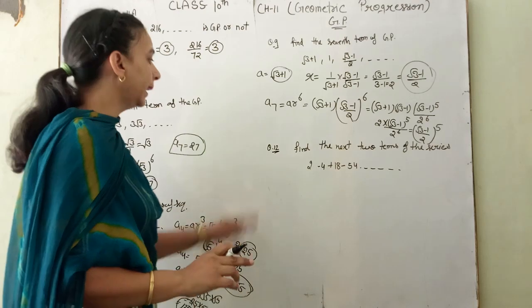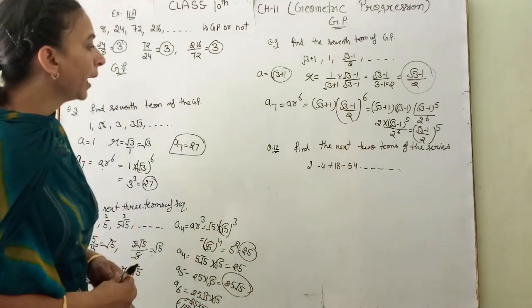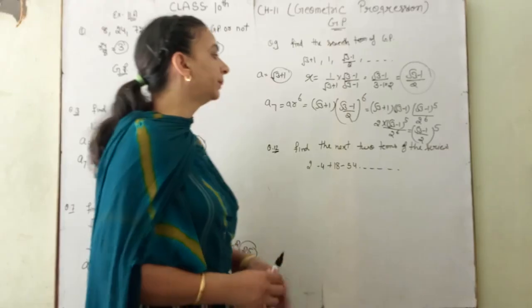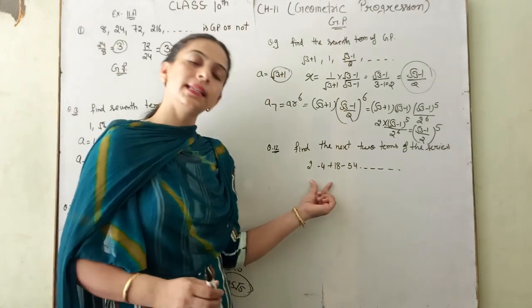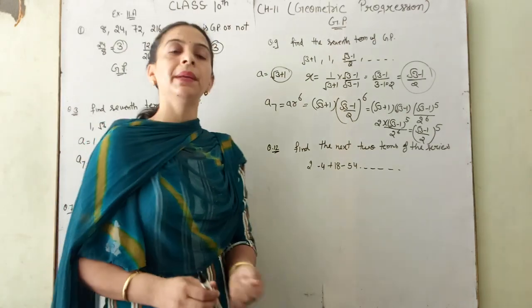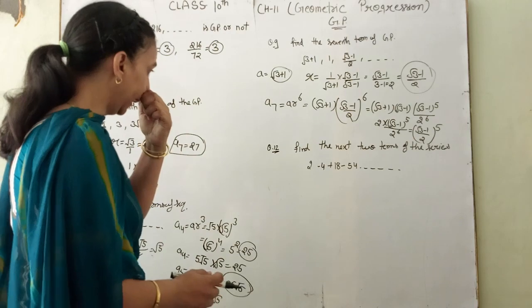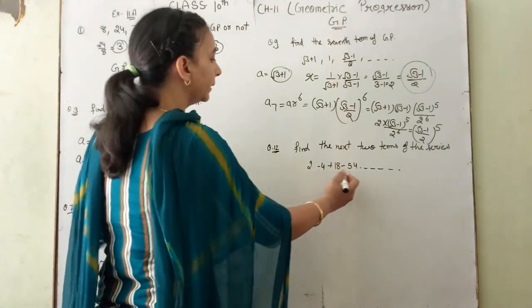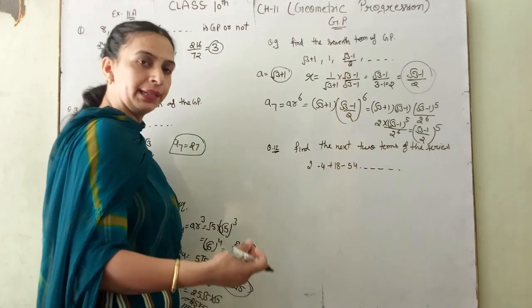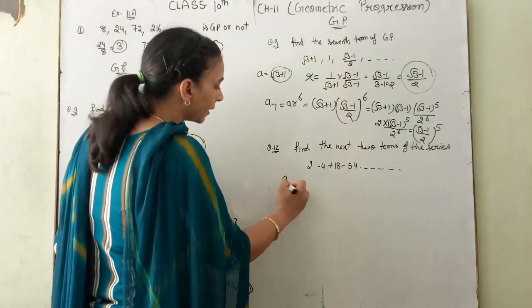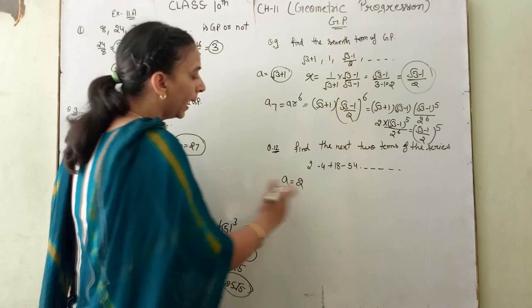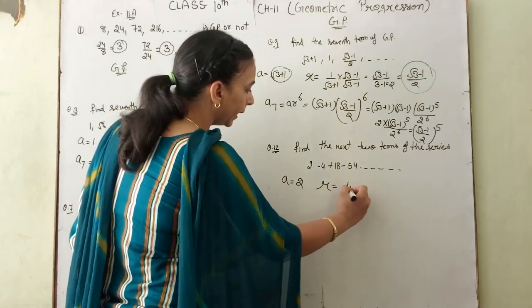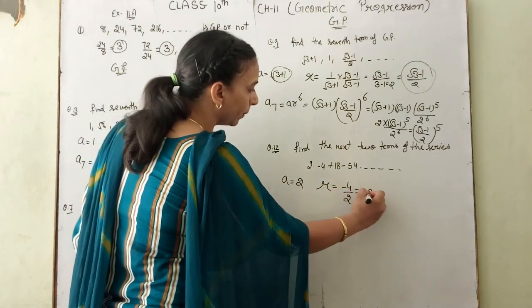Okay. Then next question, question number 12. Find the next two terms of the series. Student, this is a series because every term is connected by a plus or minus sign. Okay. Next two terms. This is first, second, third, fourth. Next we find the fifth and sixth terms. Then the first term is 2. Okay. r equals minus 4 by 2, and this equals minus.